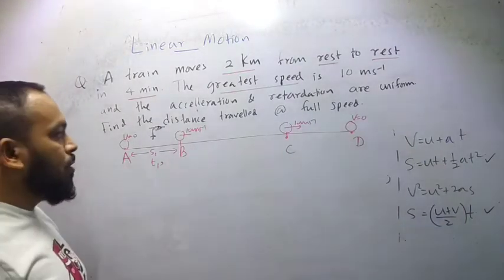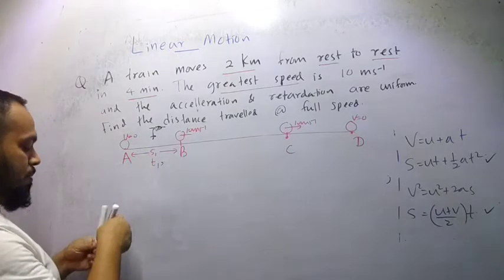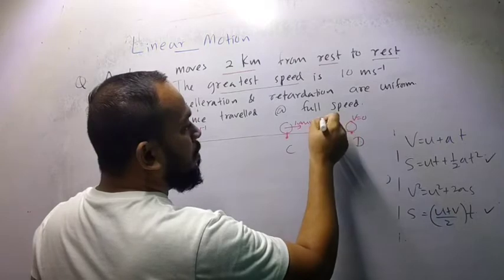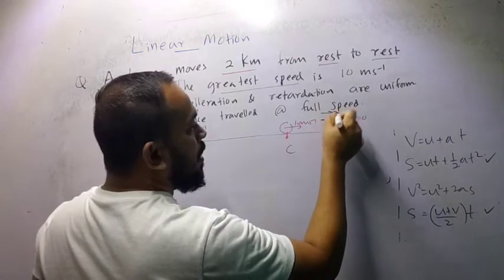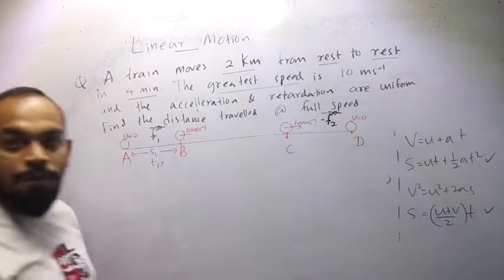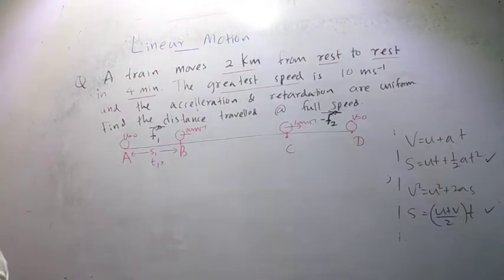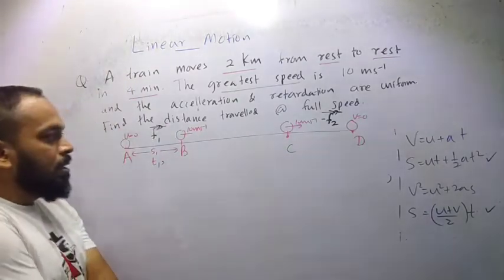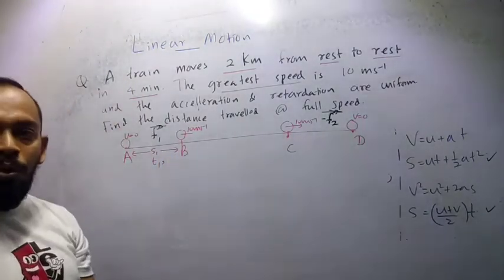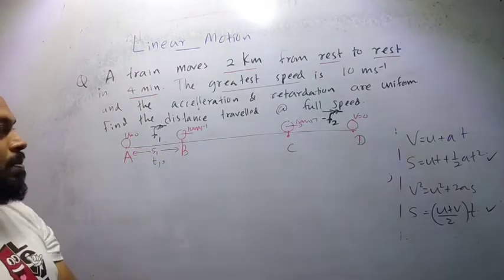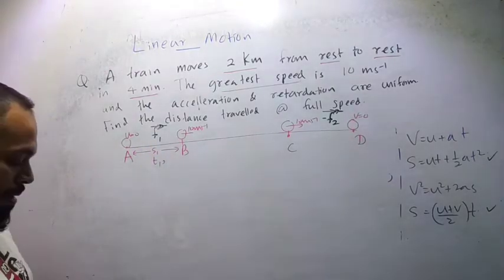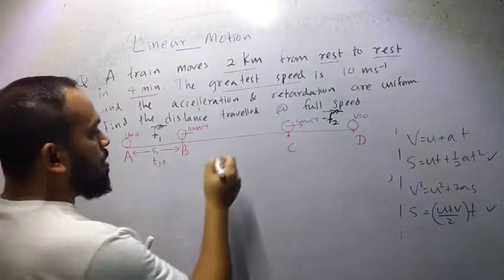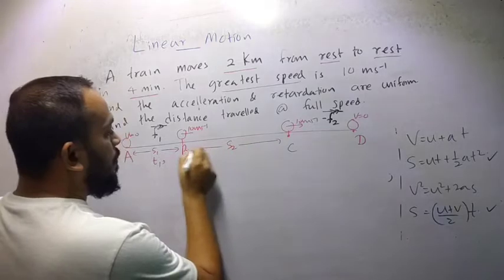Yes, they are not equal, so let's call it F1 and let's call the other minus F2. Why did I put minus? Because this is retardation, so we attach a negative sign. So F1 we don't know, F2 we don't know. We don't know the accelerations. A constant speed takes a distance, so this distance is S2. We need to find S2.